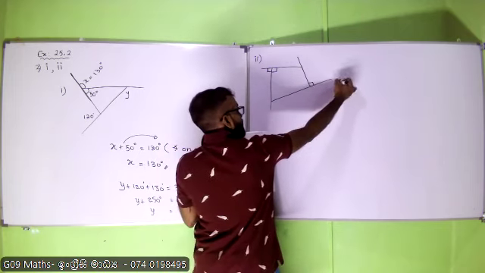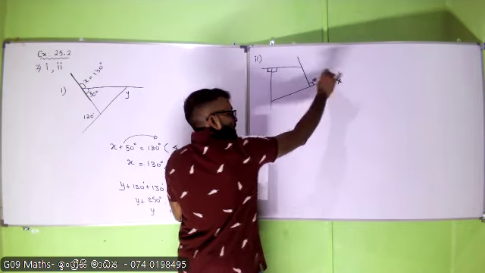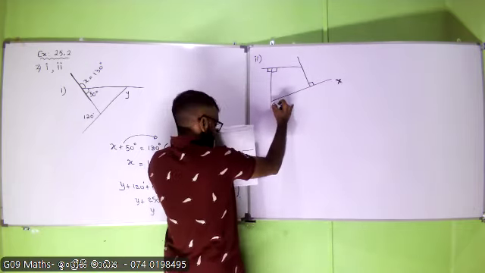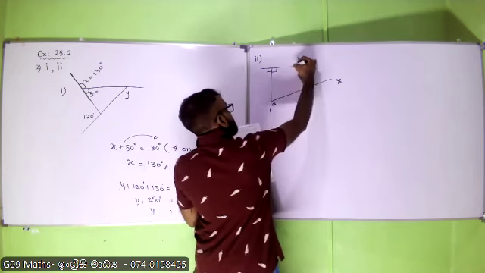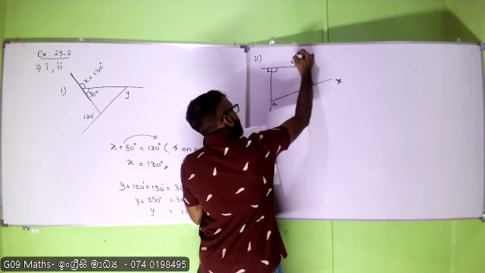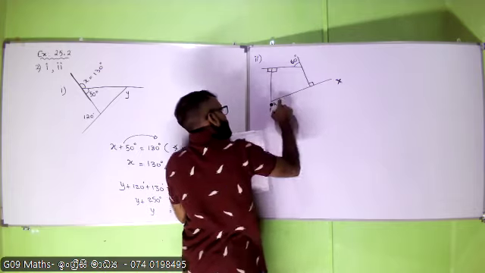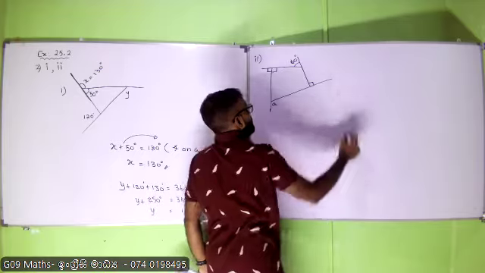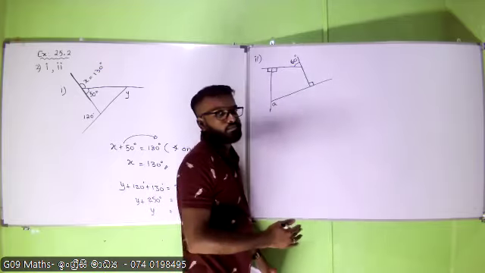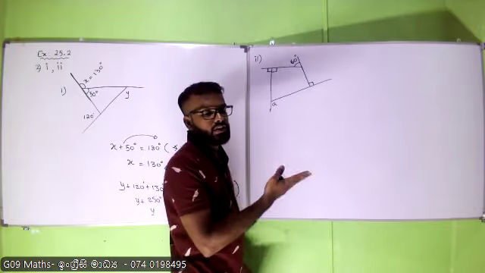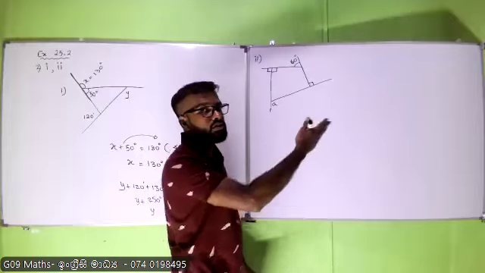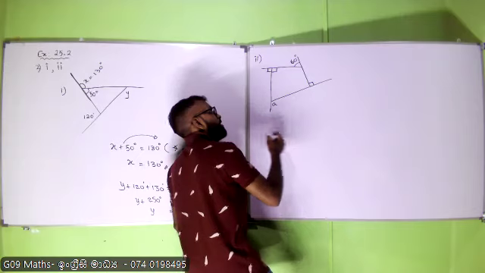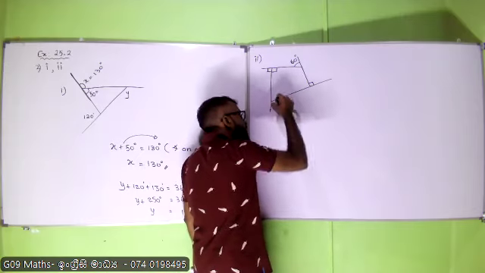Here you have y. This is A. This is 60 degrees. So you need to find the value of A. Quadrilateral. You know the summation of exterior angles of a quadrilateral is also equal to 360 degrees. So this is to be found.